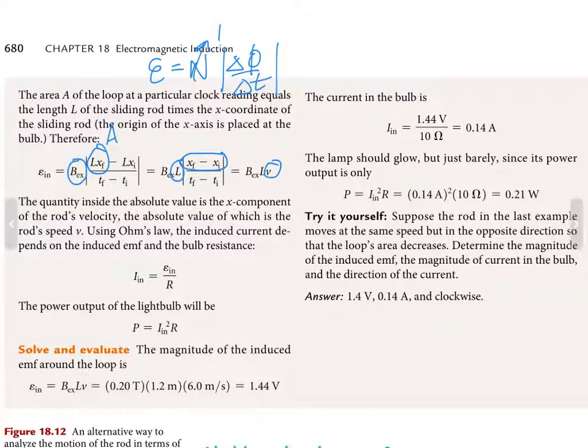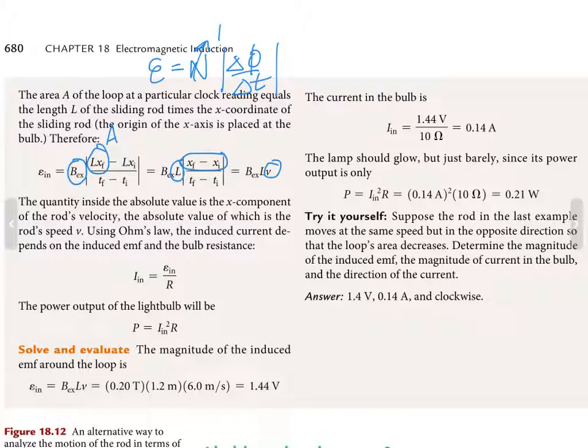That's the same result that we got in class a couple days ago. So it's just the external B field times the length of the rod times the velocity of the rod to get the induced EMF. That's going to give us the magnitude of the induced EMF.